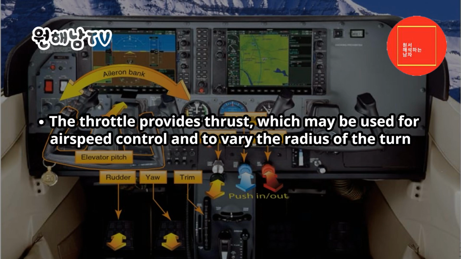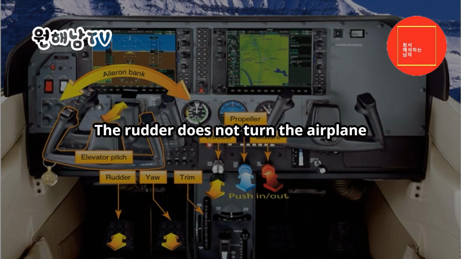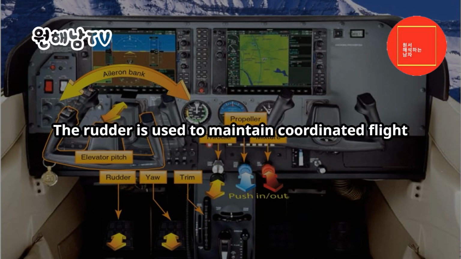The throttle provides thrust, which may be used for airspeed control, and to vary the radius of the turn. The pilot uses the rudder to offset any adverse yaw developed by the wings' differential lift and the engine propeller. The rudder does not turn the airplane. The rudder is used to maintain coordinated flight.